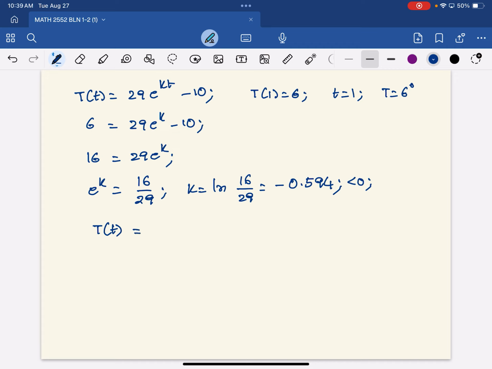So when you substitute back, you can substitute the natural log term or the decimal, whichever. So 29 e to the negative 0.594 at t minus 10. Is that clear? You all good with that?